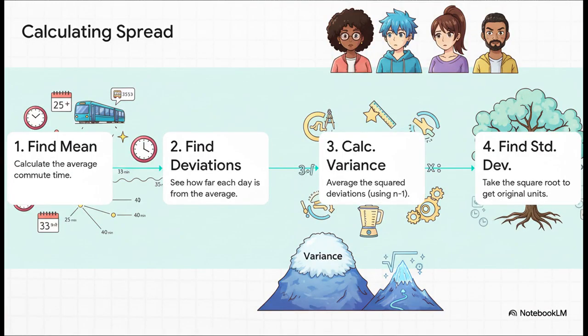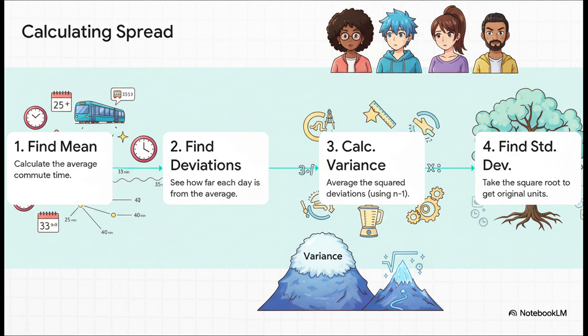Now, don't let the process intimidate you. It's actually pretty straightforward. First, we find our average. We already know that's 33 minutes. Then, for each day, we just see how far off it is from 33. Now, step 3 is the clever part. We square those differences. Why do we do that? It's just a neat little math trick to make all the numbers positive so they don't cancel each other out.